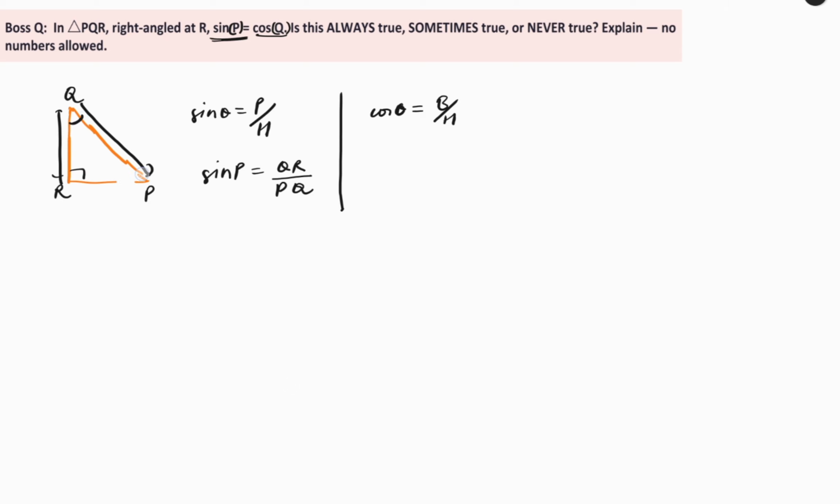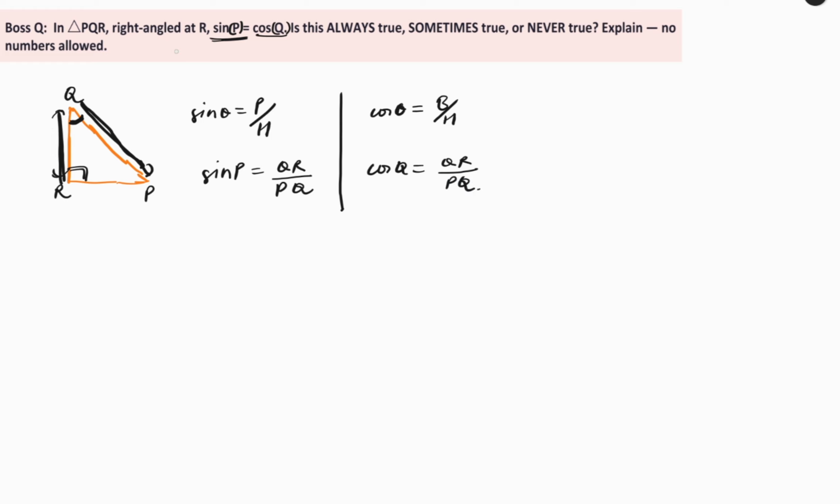Okay. So now cos Q is equal to base upon hypotenuse. If this is the angle, the base would be the side adjacent to angle Q other than the hypotenuse. So this will be the base, that is QR, divided by the hypotenuse, which is this one only because it is opposite to the right angle, PQ.